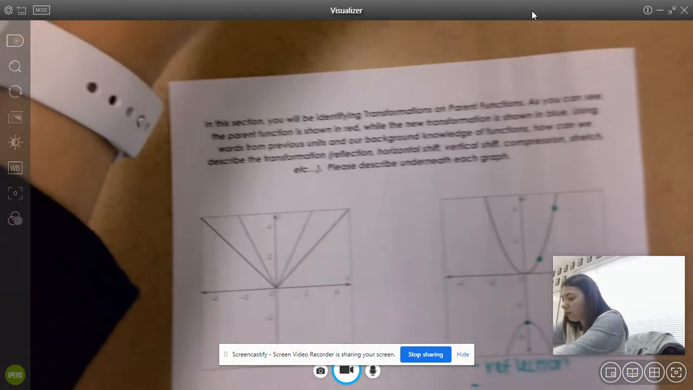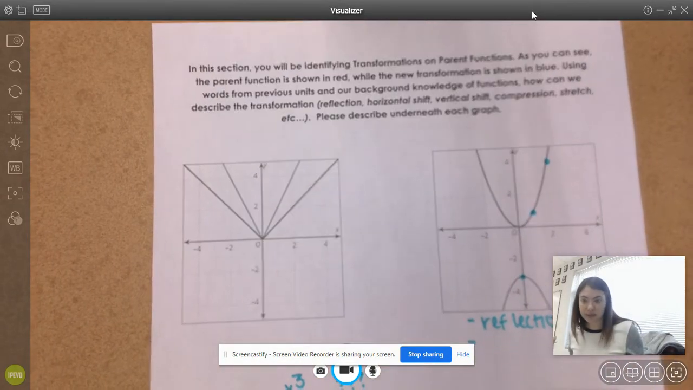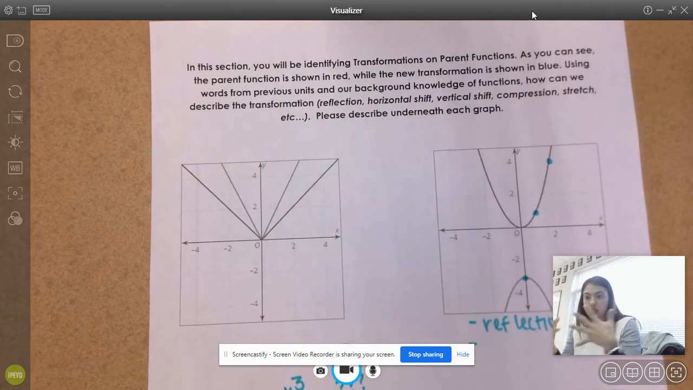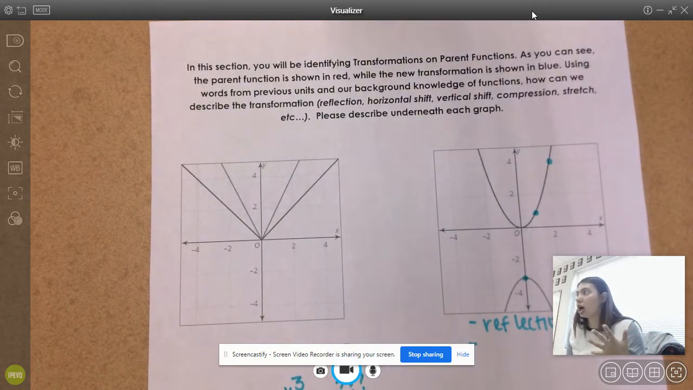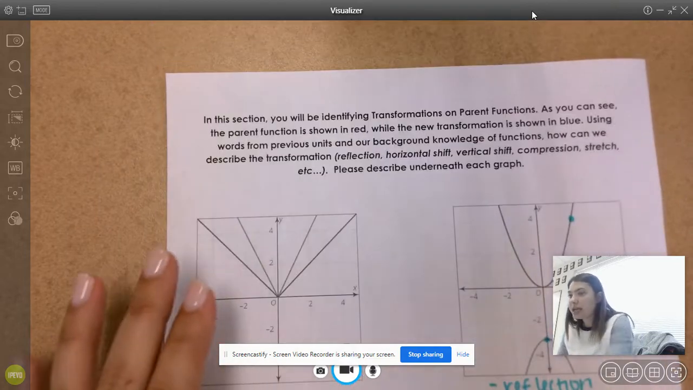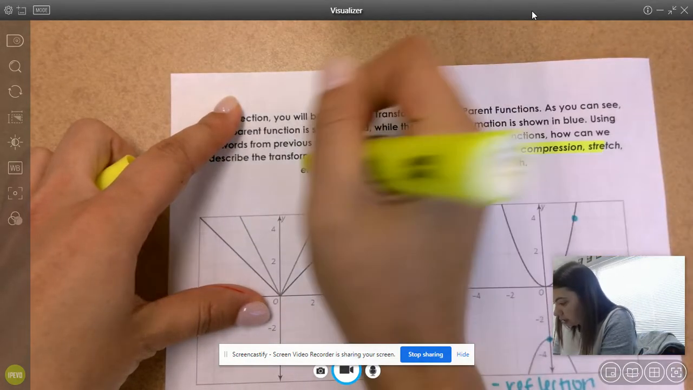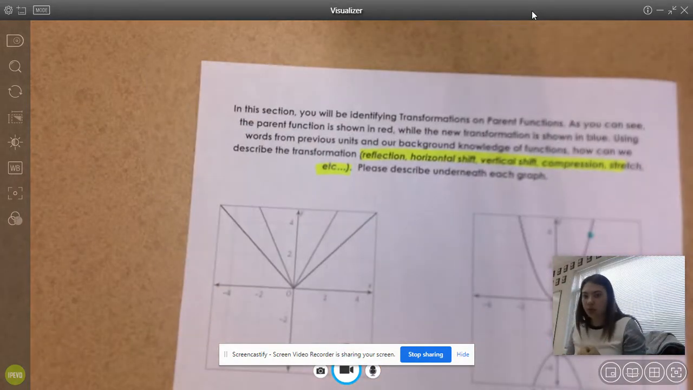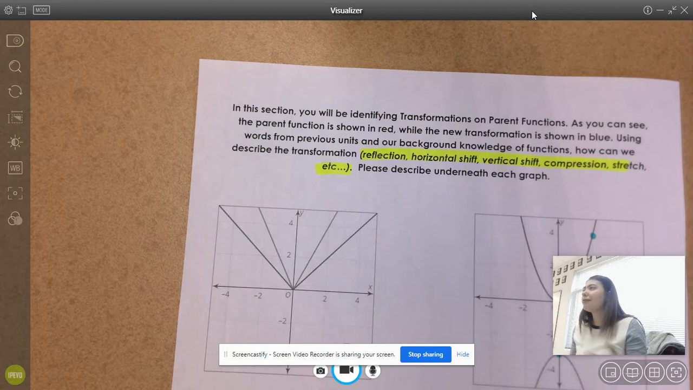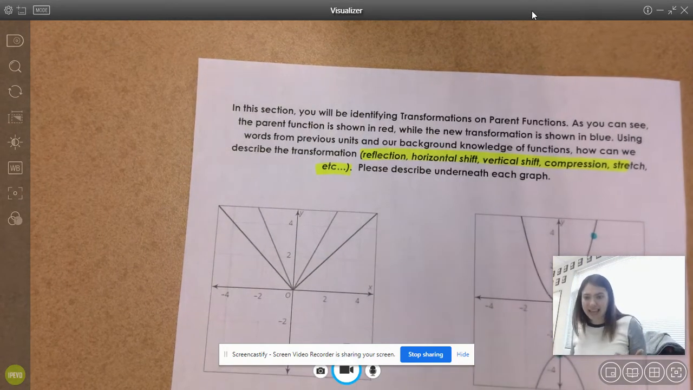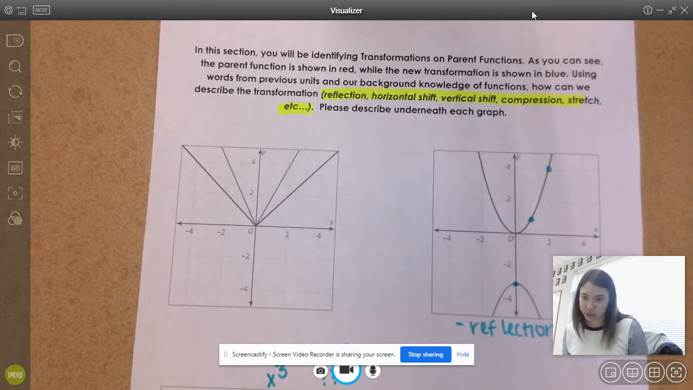So your homework for this video is to just describe what you see from the original parent function to the new one that's graphed. Tomorrow in class, we're going to go through this. We're going to talk about these keywords, but you guys know these keywords from Algebra 1 and from first semester of Algebra 2. Reflection, horizontal shifts, vertical shifts, compression, stretches, really anything. Even if you want to say it looks wider, I'll take it, okay? But you just have to describe what you're seeing visually, okay?